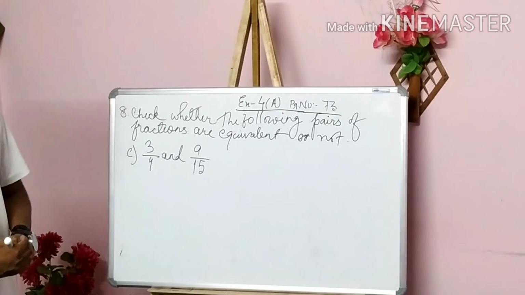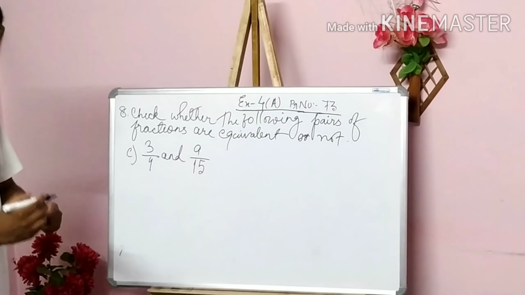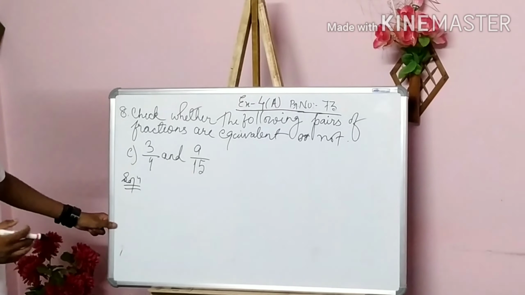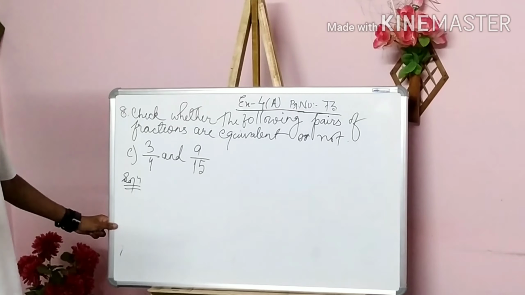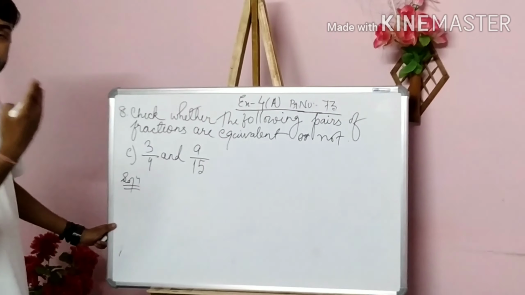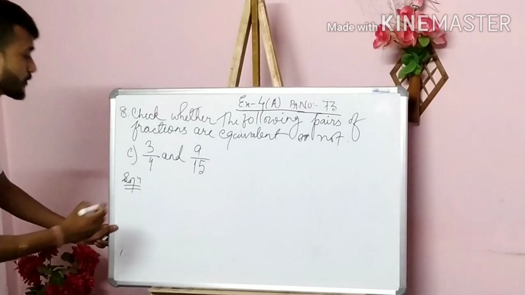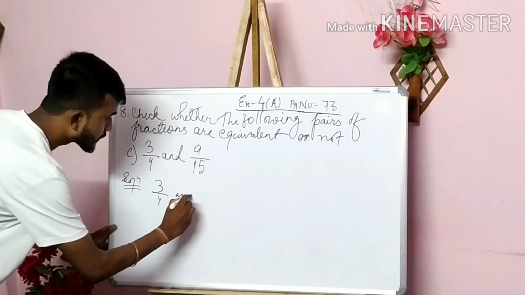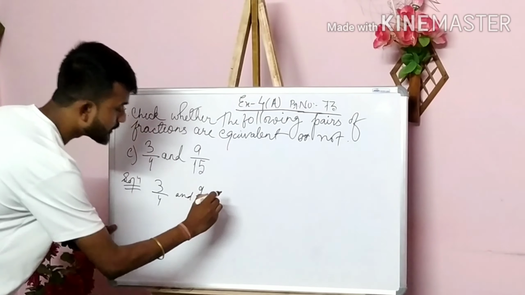Okay, so just keep in mind the idea of this. Okay, just write the solution here. What we will do is just cross multiply. Okay, what is cross multiply? If you see it, it will become very easy. Okay, so 3 by 4 is here and 9 by 15 I have written.